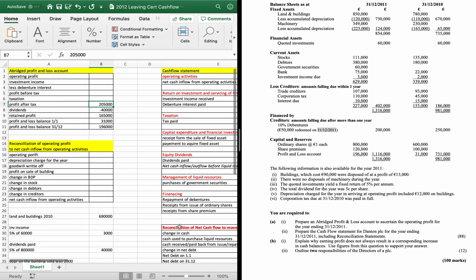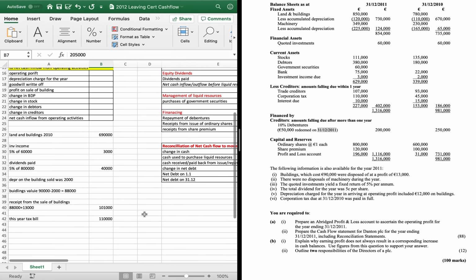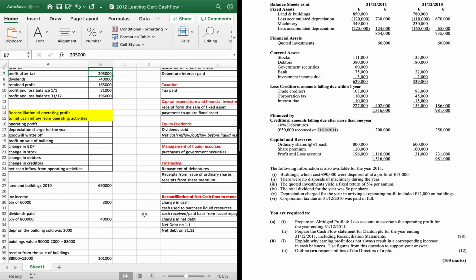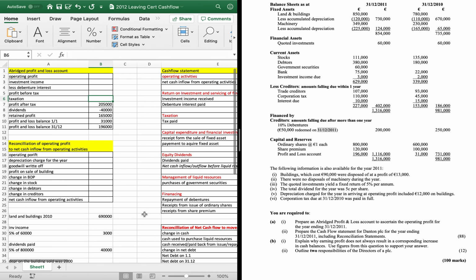The taxation, that was the thing we just did there. So the taxation bill for the year is 110,000. So some number minus 110 is 205, so it'll be what, 315.